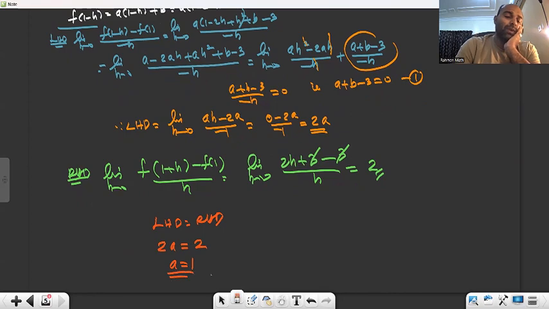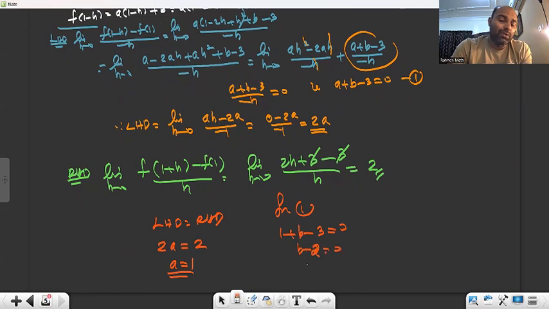Arsh, you're right. Don't forget to practice today itself, otherwise you'll forget it. 1 plus b minus 3 equal to 0, b minus 2 equal to 0. So b equal to what? 2. I hope everyone understood it. a equal to 1, b equal to 2. So we are done with the first question, now the second question.